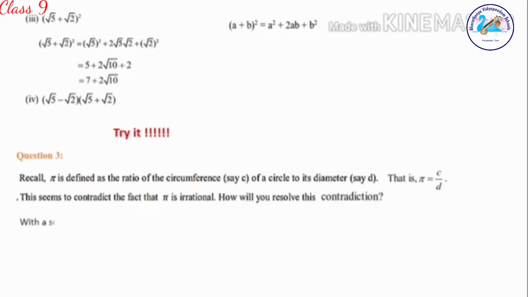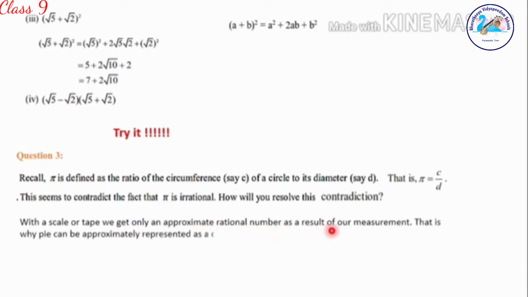It is quite simple. Here, with a scale or tape, we get only an approximate rational number as a result of our measurement. For example, the definition of pi is the ratio of circumference to the diameter of the circle. For measuring the circumference and the diameter, we may use tape or scale, and we get only an approximate rational number, not an accurate value. When we measure, we get an approximate value. So that is why pi can be approximately represented as a quotient of two rational numbers.